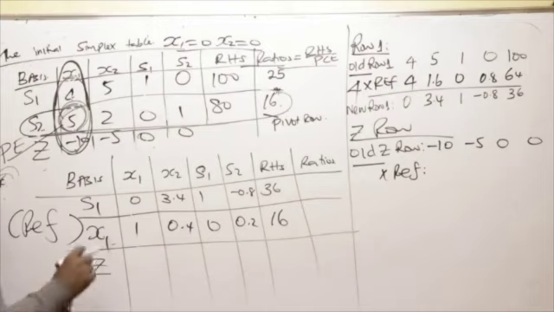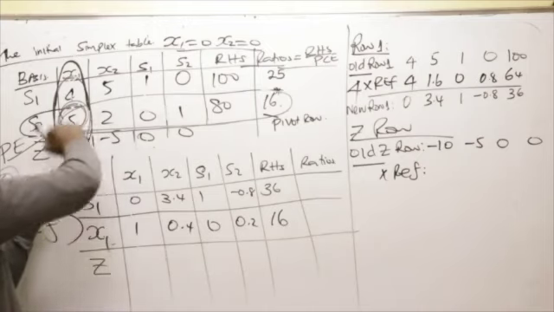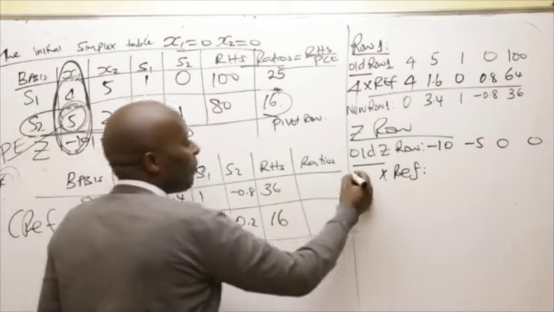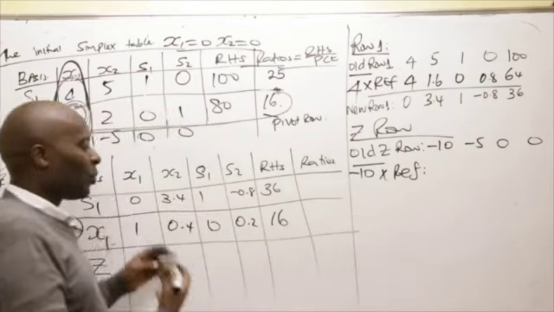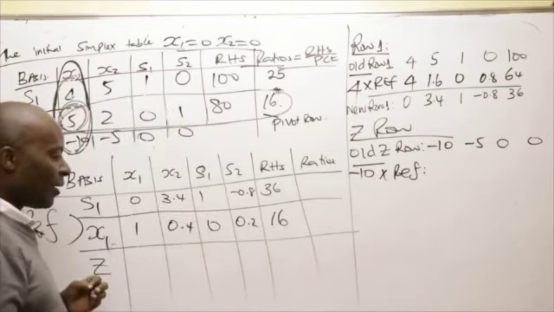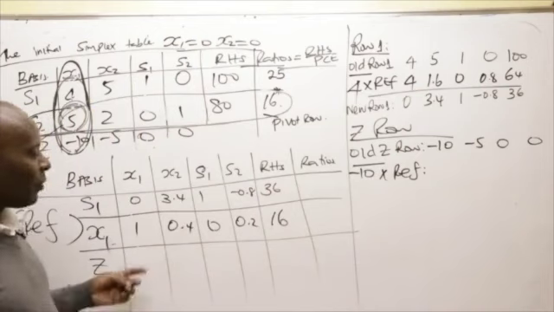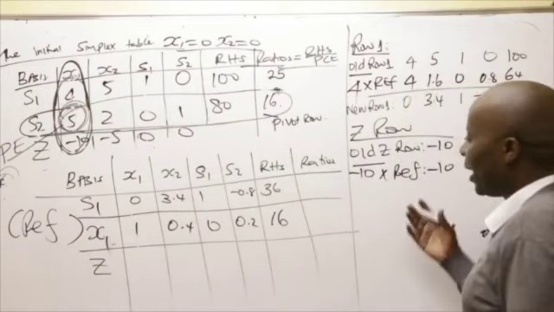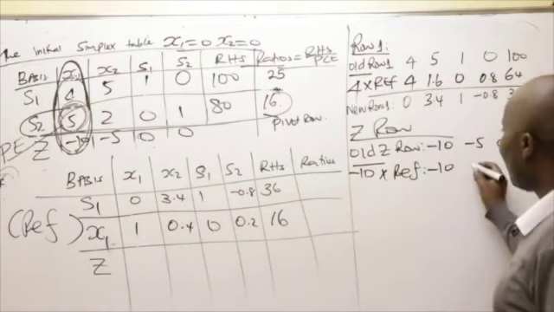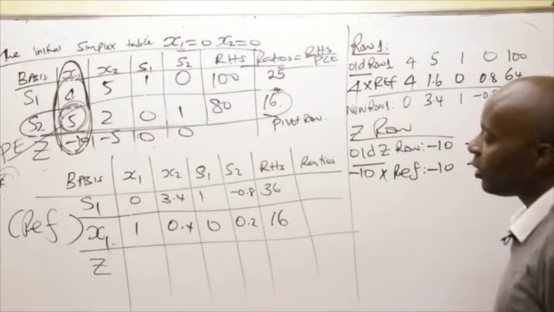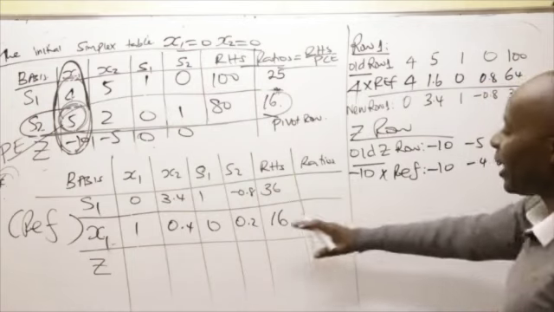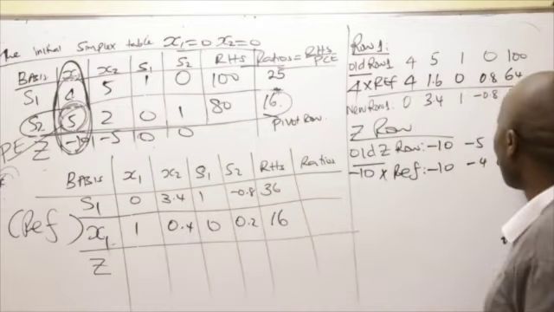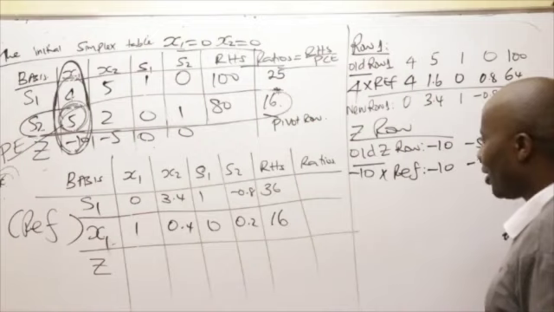So the Z row under the pivot column, the figure that I want to shoot down is this minus 10. So I'll say minus 10 times the reference figures here. Minus 10 times 1 gives us minus 10. Then minus 10 times 0.4 gives us minus 4. We have 0 here. It's minus 10 multiplied by each one here. So minus 10 times 0.2 gives us 2.